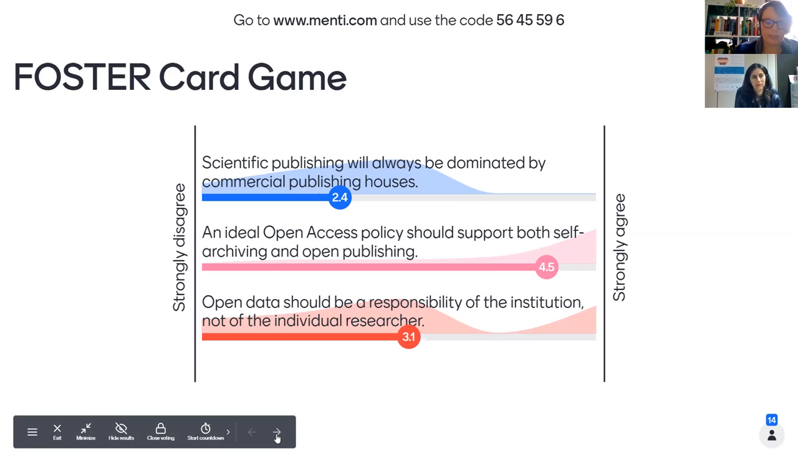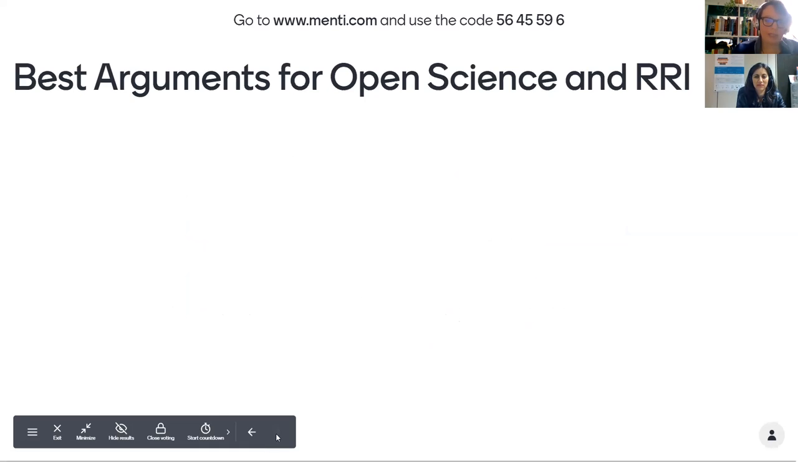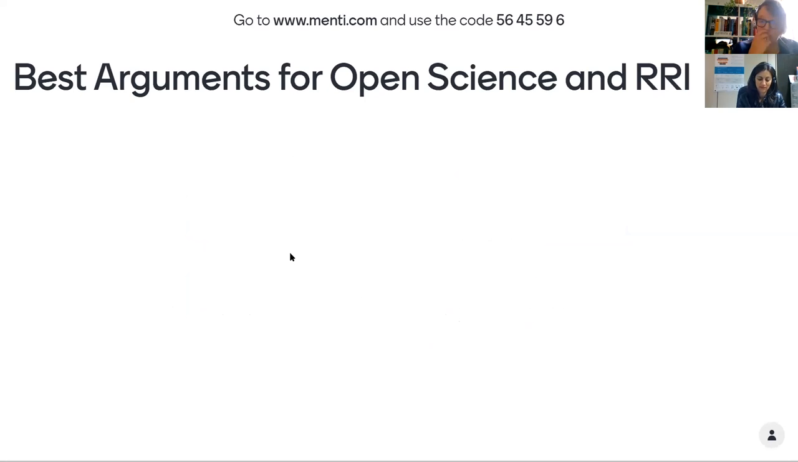Okay, so yes, interesting, the split in opinion actually. Scientific publishing will always be dominated by commercial publishing houses. So we have some cynics, I think, that aren't as optimistic as I would be about the future. But at the same time, perhaps they're just realists. So yeah, okay. So you see how this works, and you can see how this could be used to spark discussion. So the next one: best arguments for open science and RRI.